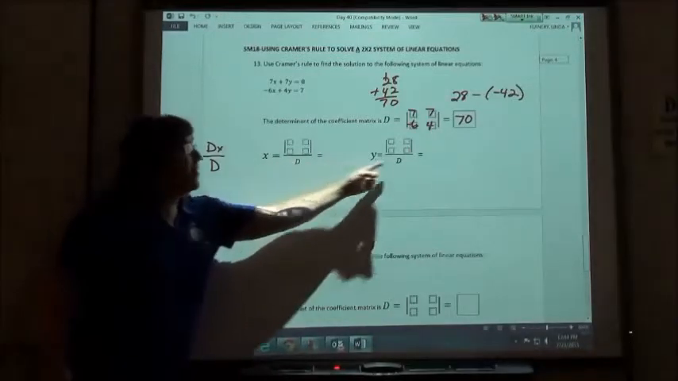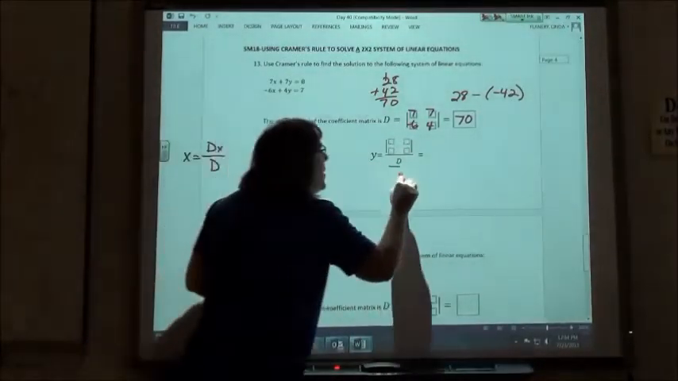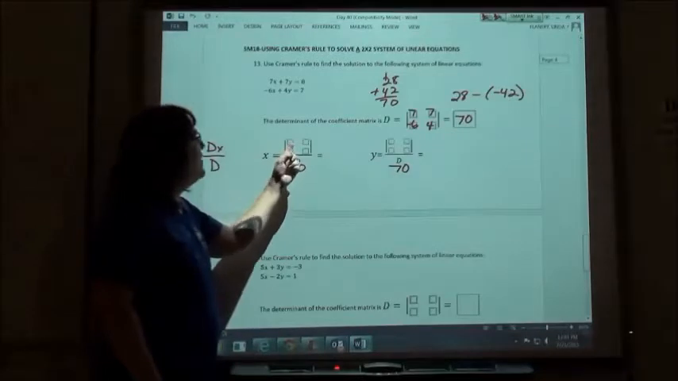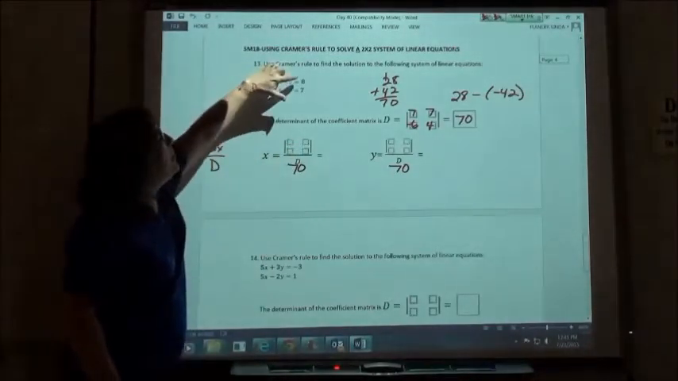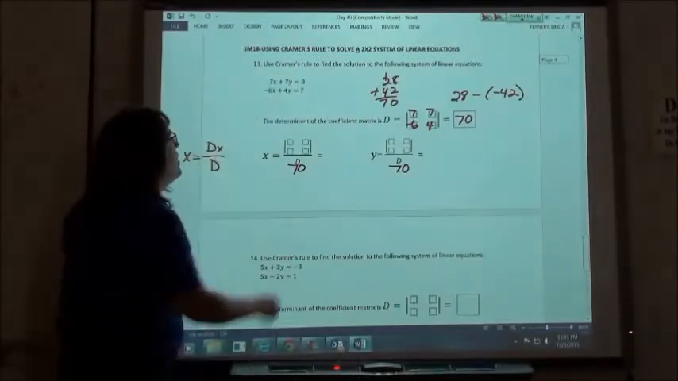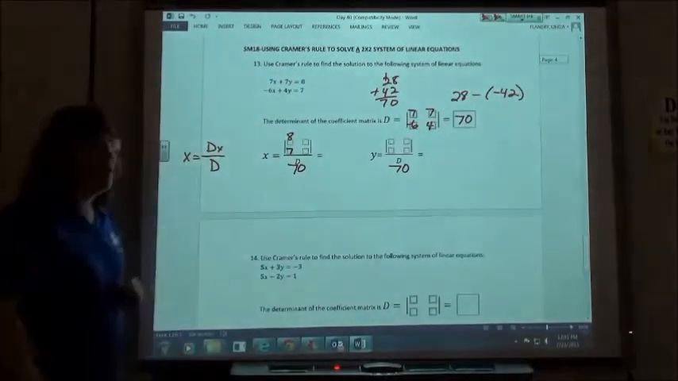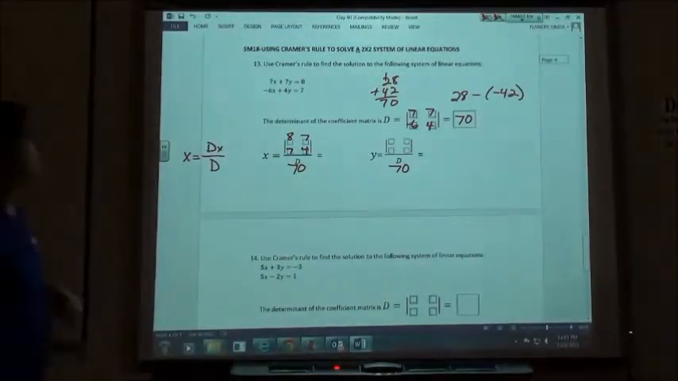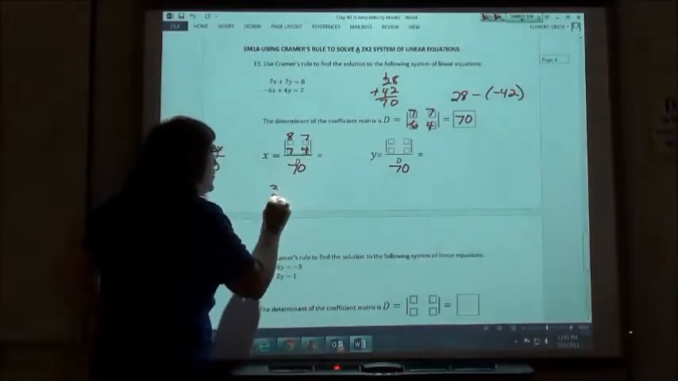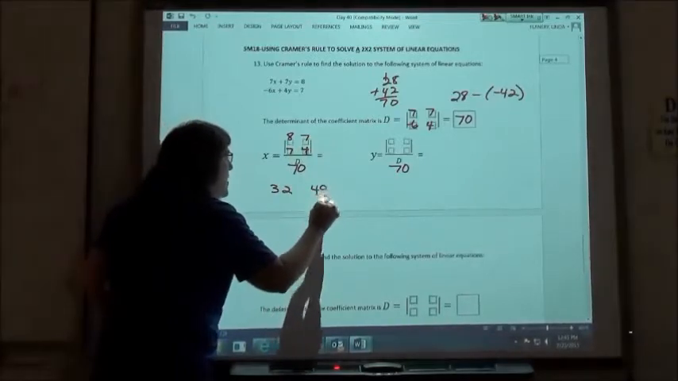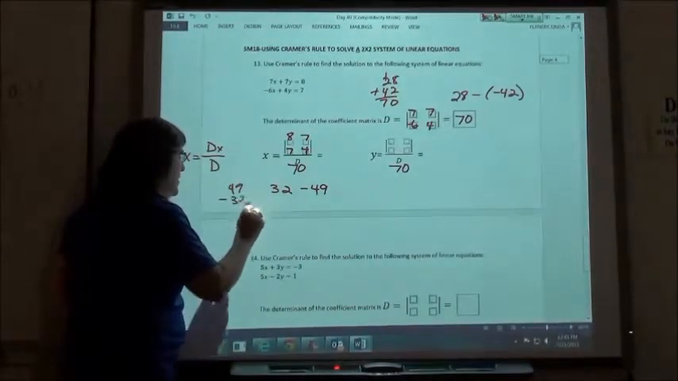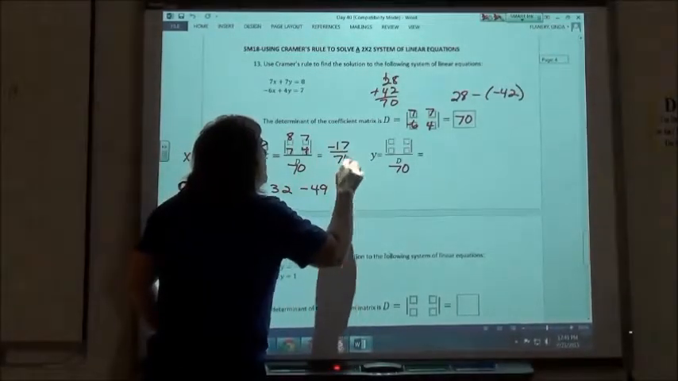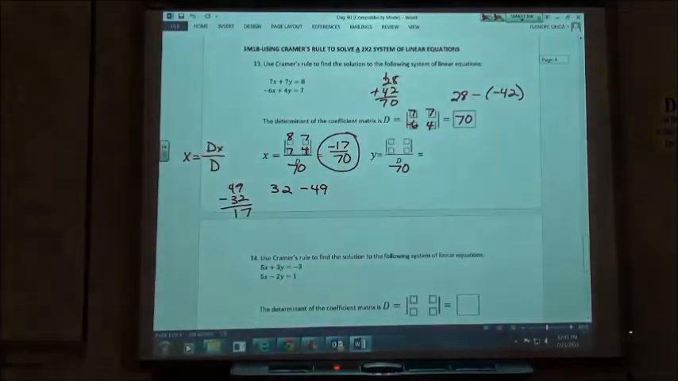You notice that they just put D down here on the bottom. I'm just going to put 70 down there on the bottom because I'm going to have a 70 down there and I don't want to forget it. I'm then going to find the D sub x determinant. I find that by replacing the x column with the answers over here, and so the 8 and the 7 go in the x column. The y column stays the same, 7 and 4. I then find the value of that determinant. So 8 times 4 is 32, 7 times 7 is 49, and if I subtract, I get -17. So the value of x is going to be -17/70.